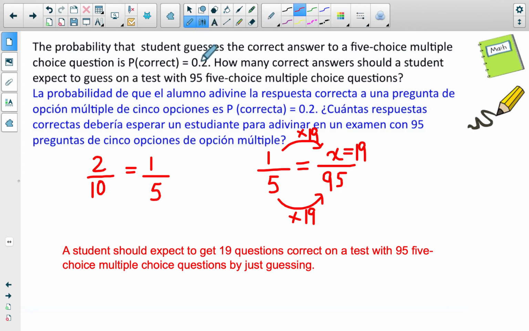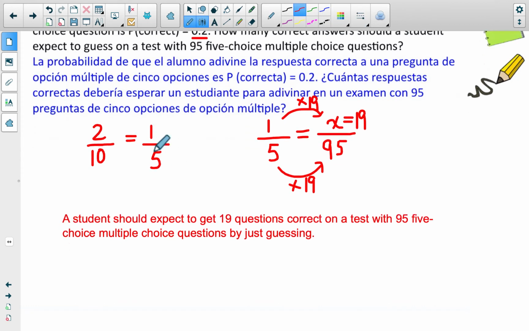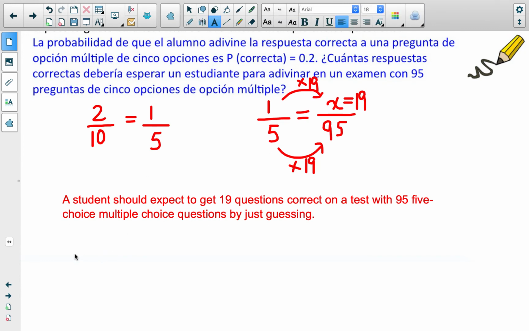Now, another way to do this, we know this is our probability. You can just take that value as a decimal and multiply it, because you basically want to find 1/5 or 2/10 of 95, and that gets 19. So that's just another strategy to do it because you want, like I said, 2/10 or 1/5 of 95, and that gets 19.